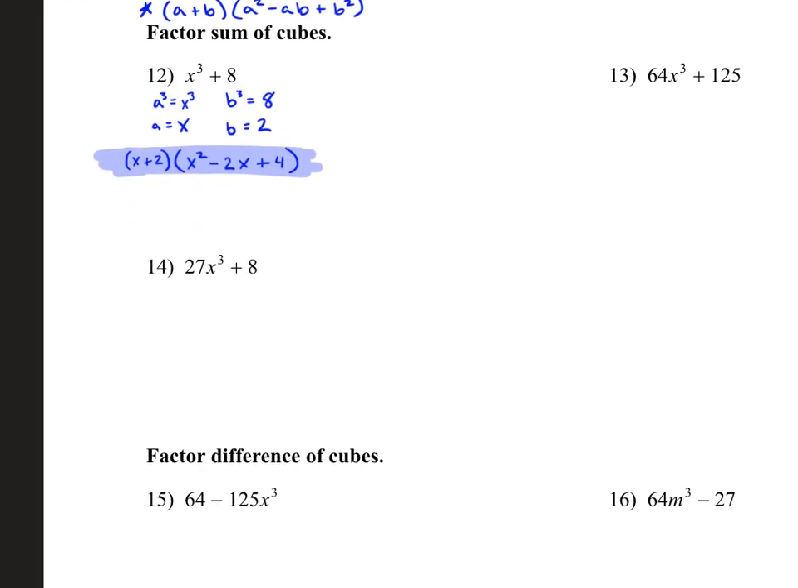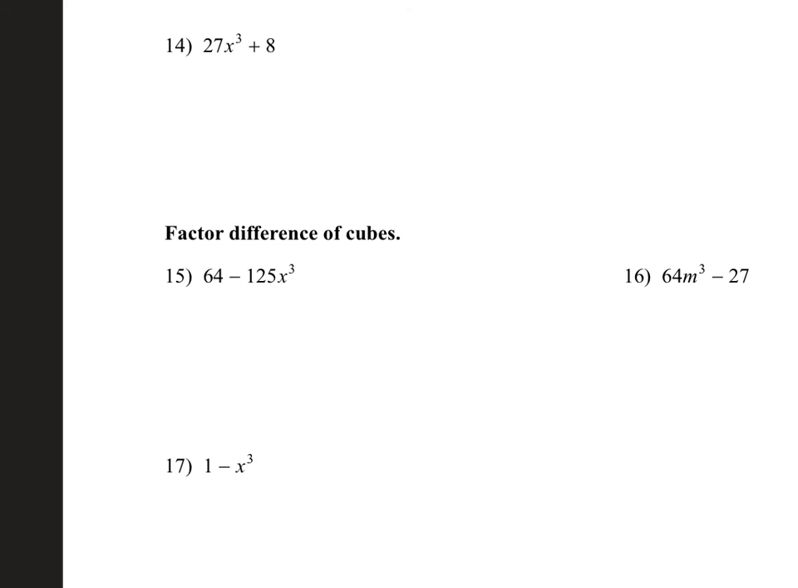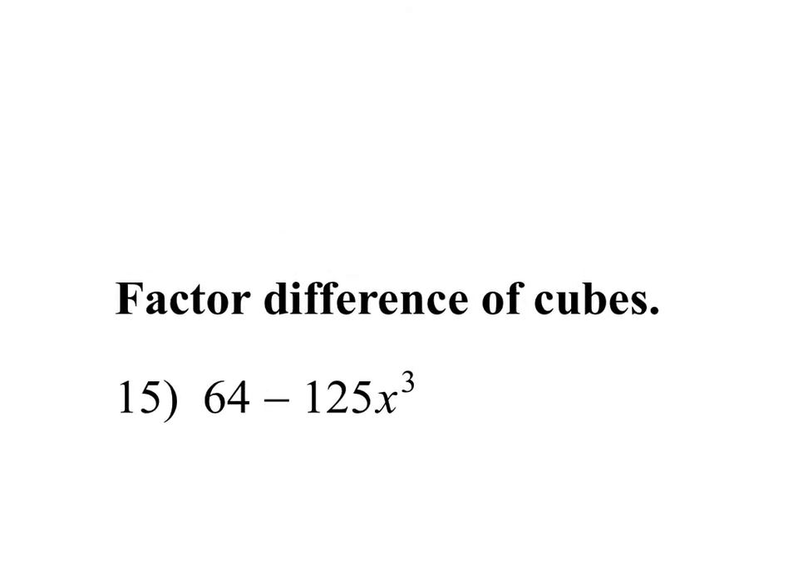All right, I'm going to save 13 and 14 for tomorrow, so let's look at 15. This is our difference of cubes. So whenever you're subtracting two perfect cubes, you have to use your difference of cubes formula, which is a minus b times a squared plus a times b plus b squared. So it's the same thing, just our signs are different, so be careful.